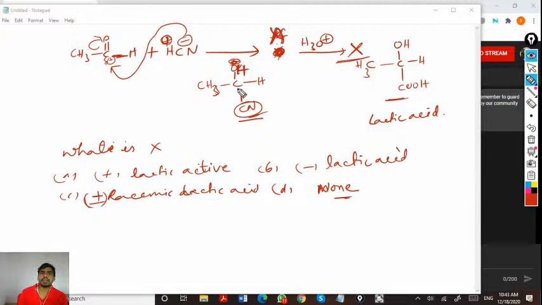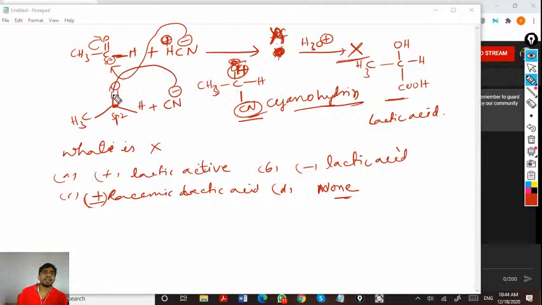If you consider, it will give the cyanohydrin. This is called cyanohydrin. Cyano means CN, hydrin means hydroxide. Whatever cyanohydrin is forming will be of two kinds, because if I consider the carbonyl carbon, in stereochemistry the carbonyl carbon is planar, because it is sp2. When it is planar and attacked by the cyanide, it can attack from above the plane, or it can attack from below the plane.